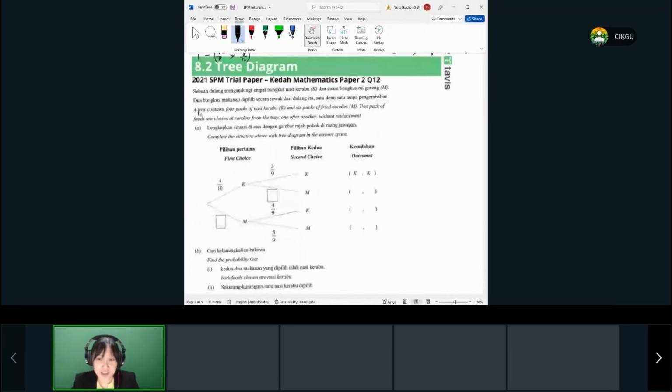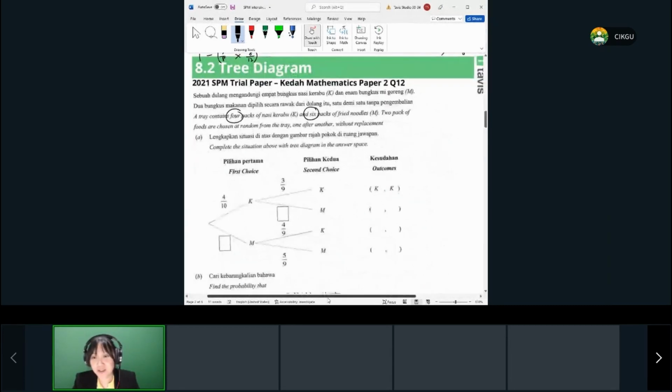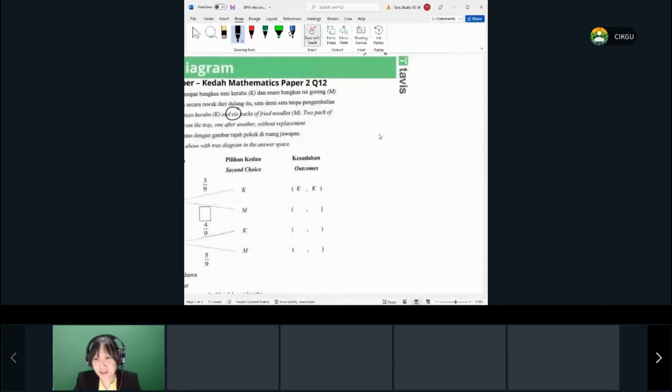Let's just straight away jump into the question. We do this together. A tray contains 4 packs of nasi kerabu, 6 packs of fried noodles. So you see, I told you I prefer to draw it out. Got 4: 1, 2, 3, 4. This one is kerabu. Then we got 6 packs of fried noodles: 1, 2, 3, 4, 5, 6. And then they are all on the tray.